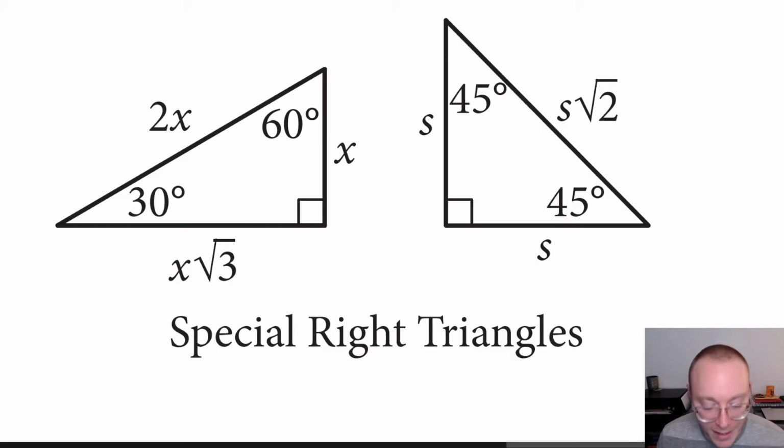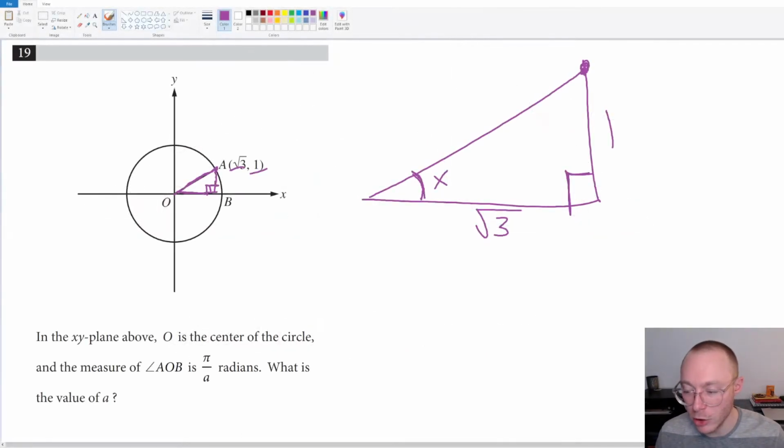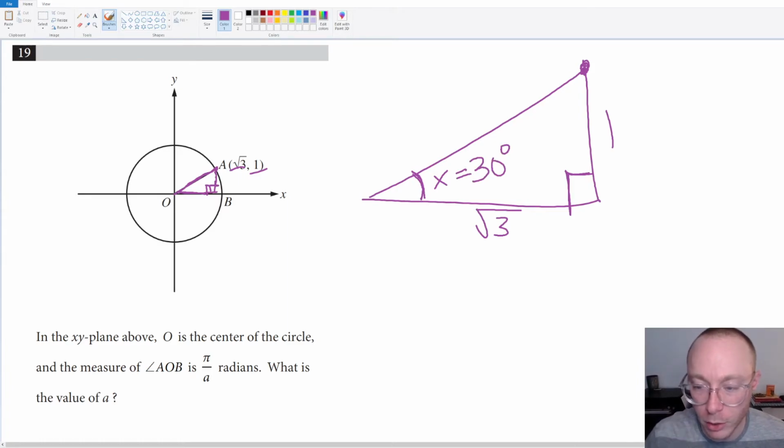That is exactly the same situation that we have here in our problem. We have a 1 and we have a radical 3. This should be enough to convince us that this is a 30, 60, 90 triangle. The smallest angle is going to be across from the smallest side, which would be 1. And that means that this angle right here is 30 degrees. Okay, so we've found the angle.